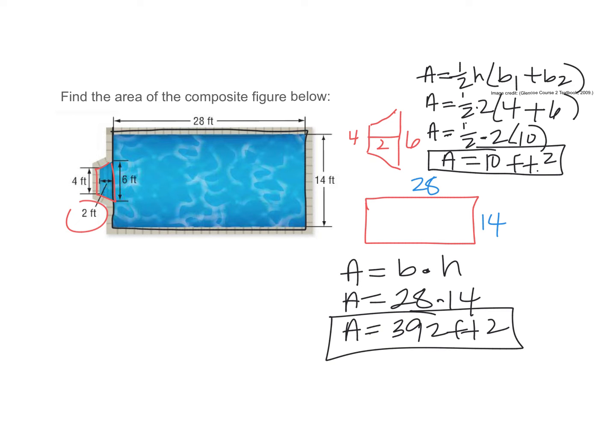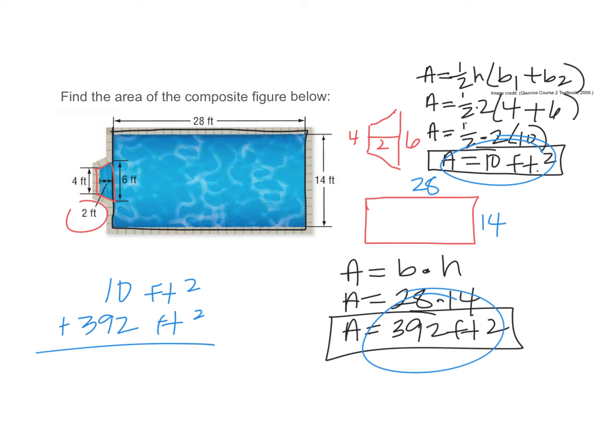And then the last thing I have to do is find the area of the whole thing together. So that means I'm going to take my area of the trapezoid and area of the rectangle and add them together. So I have 10 feet squared and 392 feet squared, which is going to get me to 402 feet squared. So area equals 402 feet squared of the whole entire thing.